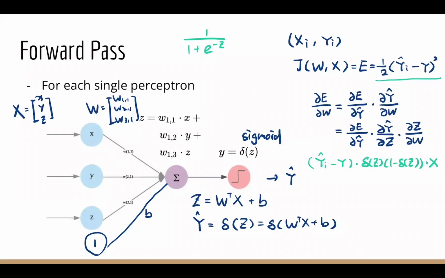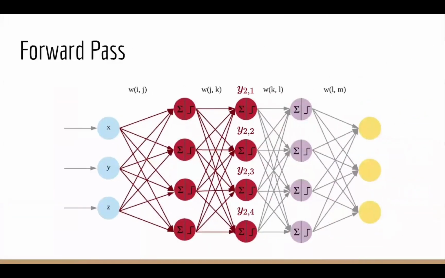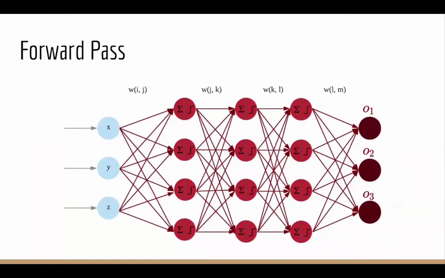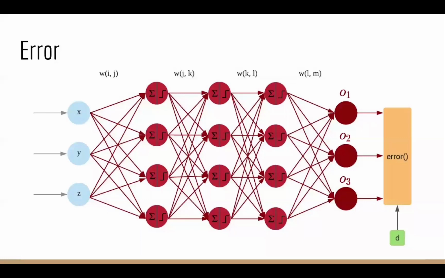And yeah, this is basically the forward pass and backward pass for one single perceptron. And it is basically the same for the multi-layer perceptron. In the forward pass, we first calculate the output of the first layer, then the second layer, third layer, and eventually the output of the multi-layer perceptron. And then we compare the estimated output with the desired output and get the loss.